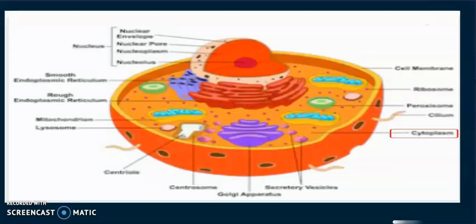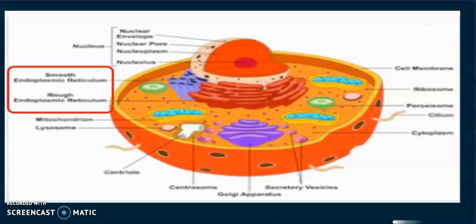The cytoplasm consists of the aqueous cytosol and the suspended particles. Together, it forms a gel-like consistency. The cell organelles are distributed all over the cytoplasm. Now, let us see about all the organelles.